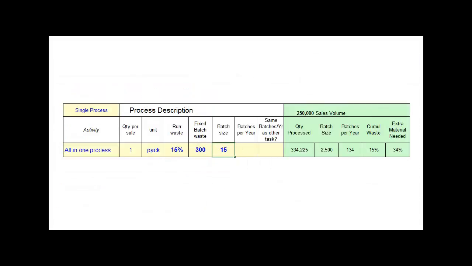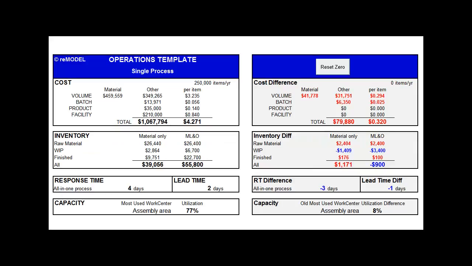Let's change batch size from 2500 to 1500. If we look at all the outputs, everything has changed. Making smaller batches increases costs. We'll look at that in detail again. It changes inventory in a positive and negative way. Different types of inventory go up and down. It affects response time and lead time, and it affects capacity utilization. So let's just go through that one at a time just to try and understand what's happening here.